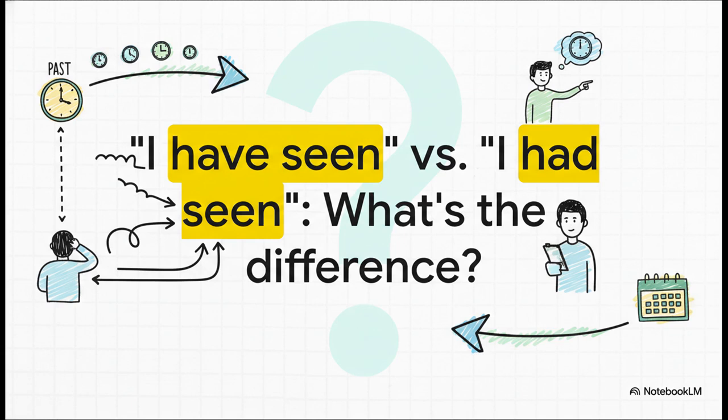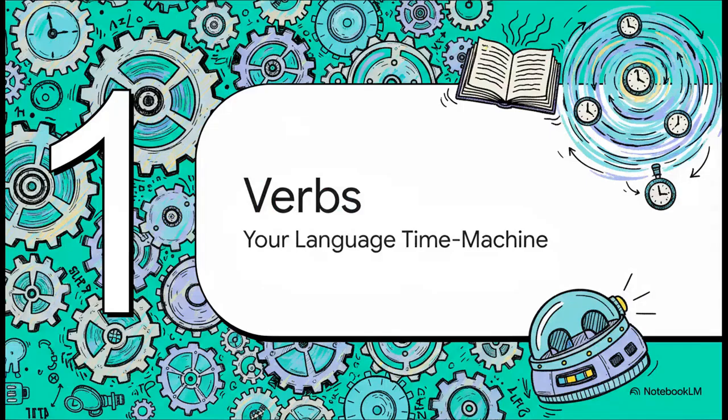Okay, just look at this. I have seen it versus I had seen it. They both sound like they're about the past, right? But just swapping that one little word, have for had, completely shifts the timeline. So what is the real difference here? Well, stick with me because by the end of this, you're going to know exactly which one to use and more importantly, why.